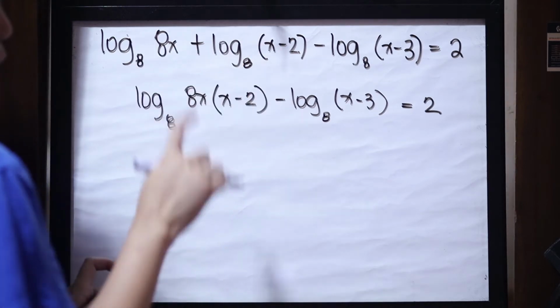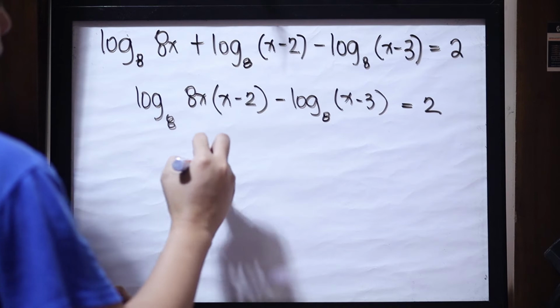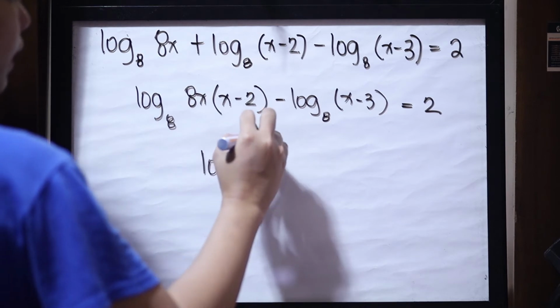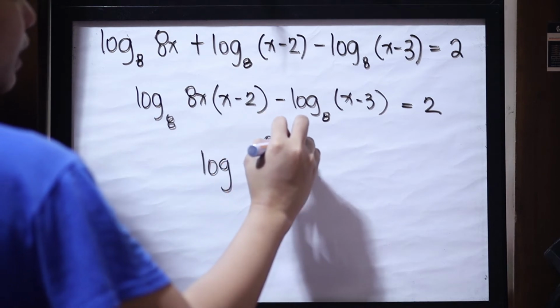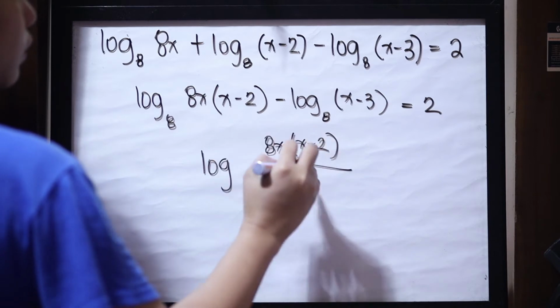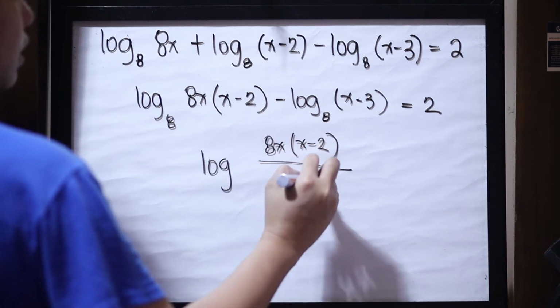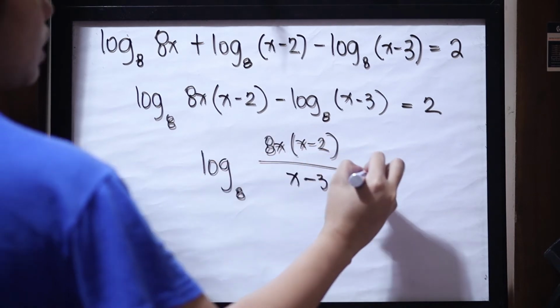Next is, we rewrite these two logarithmic forms into one. Since subtraction ito, we divide the arguments. So, we will have logarithm of 8x multiplied by x minus 2 all over x minus 3 to the base 8 is equal to 2.